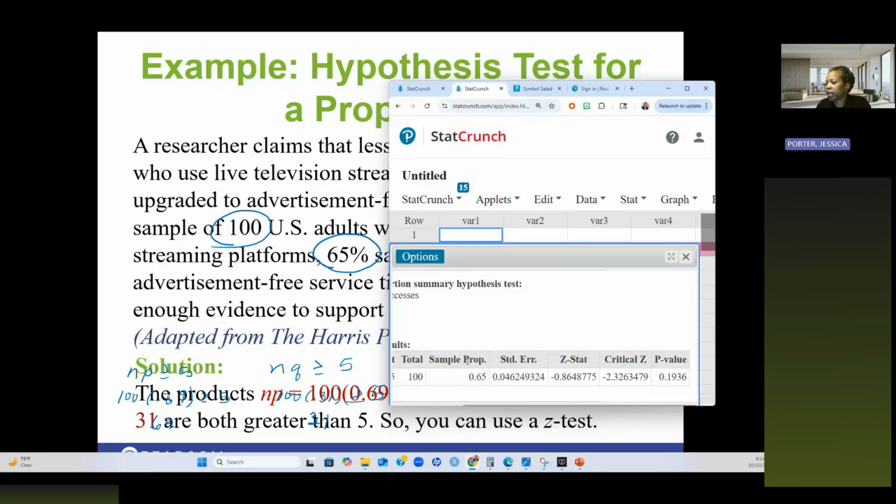And we failed to reject. Our p-value is greater than 0.05. So of course, that's another way we know that we're going to fail to reject the null hypothesis.